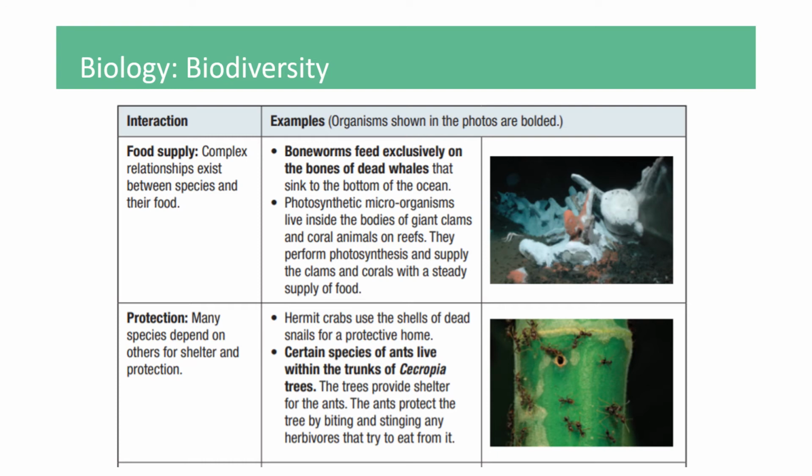Protection. Many species depend on others for shelter and protection. For example, the hermit crab uses the shells of dead snails for a protective home. Certain species of ants live within the trunks of Cecropia trees. The tree provides shelter for the ants. The ants protect the tree by biting and stinging any herbivore that tries to eat it.